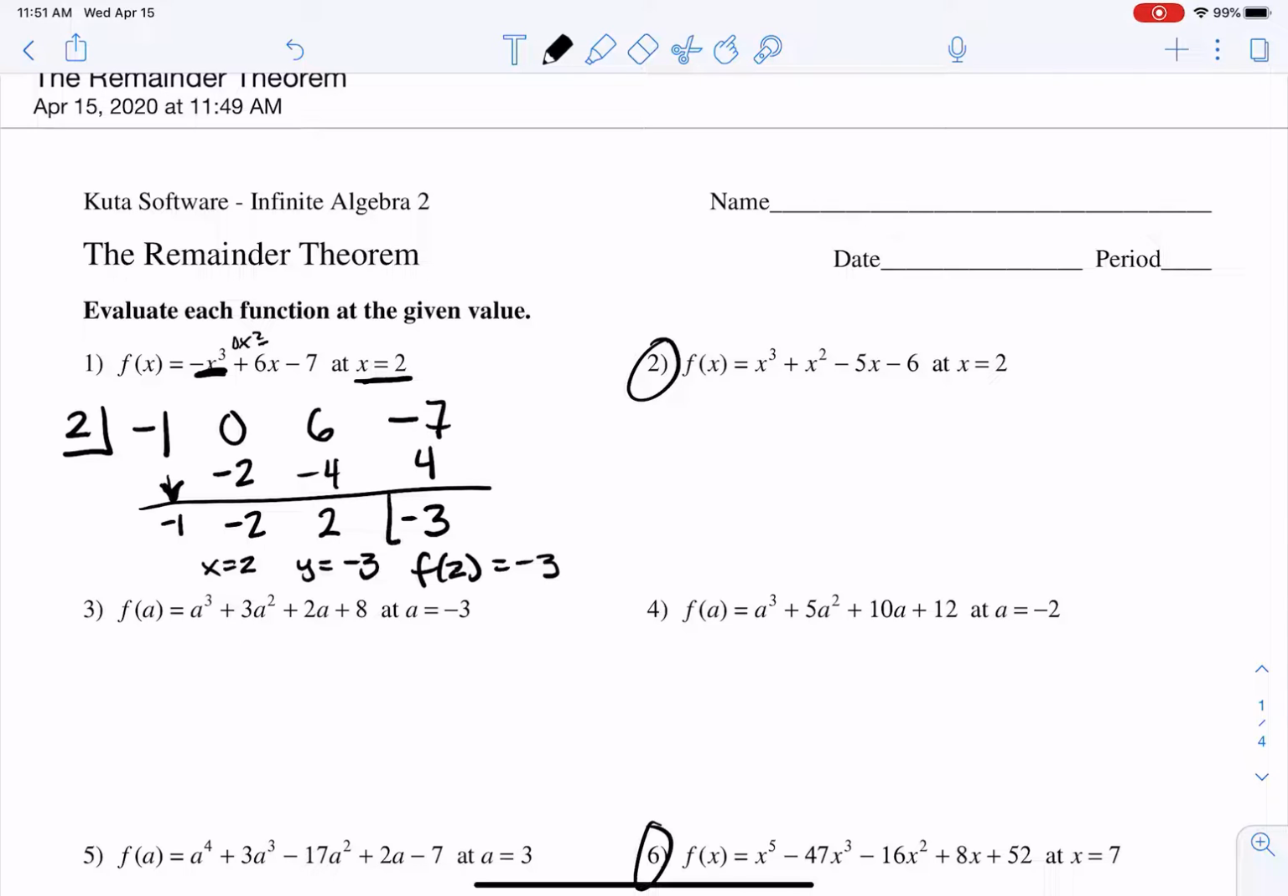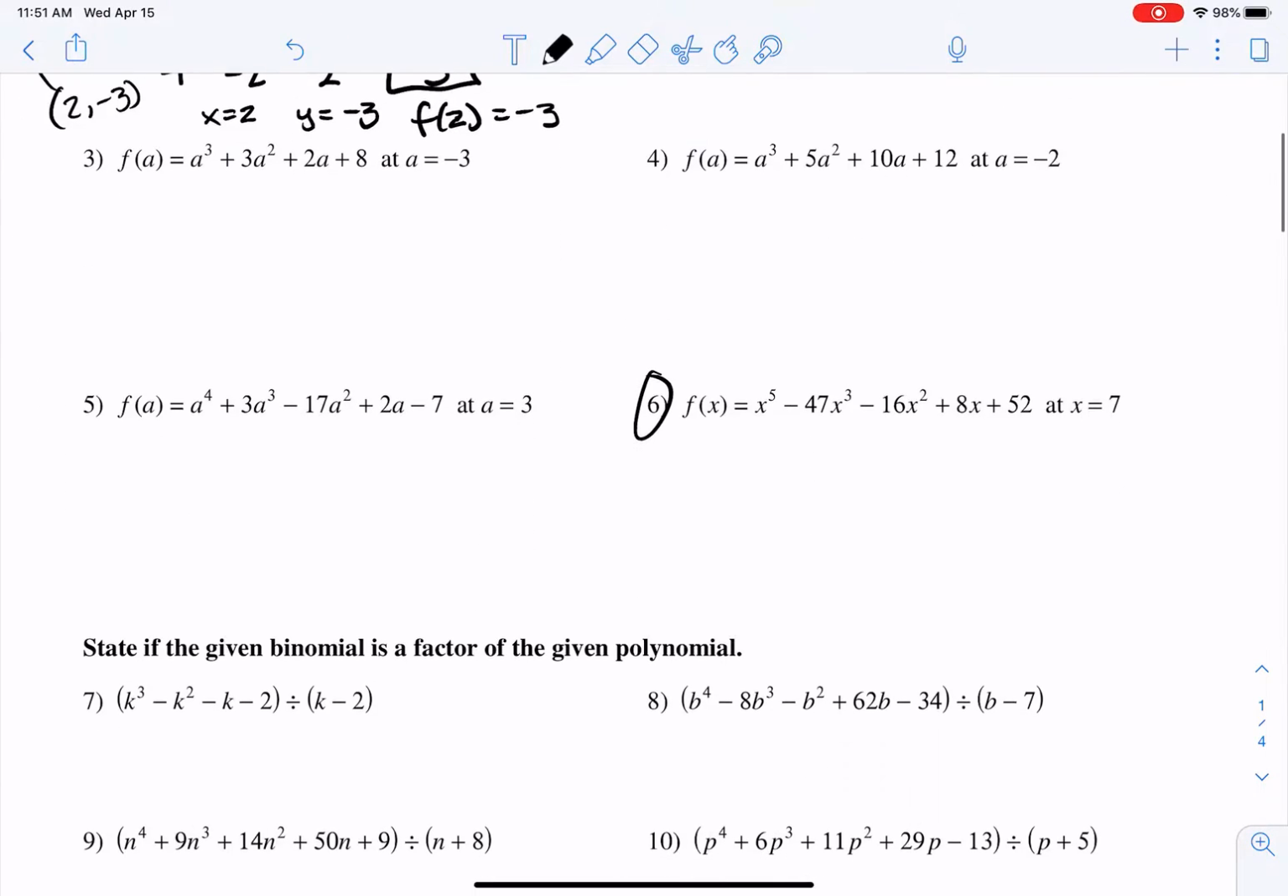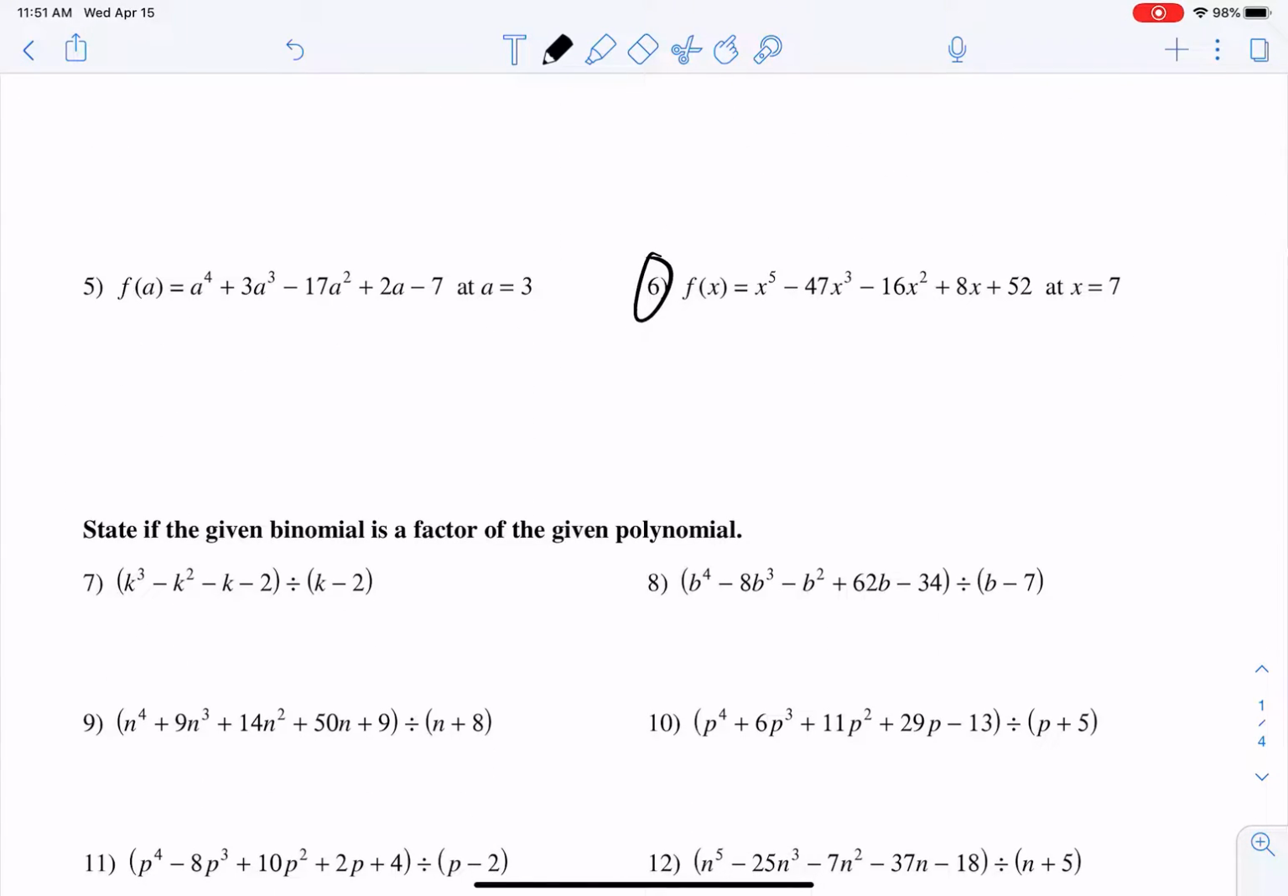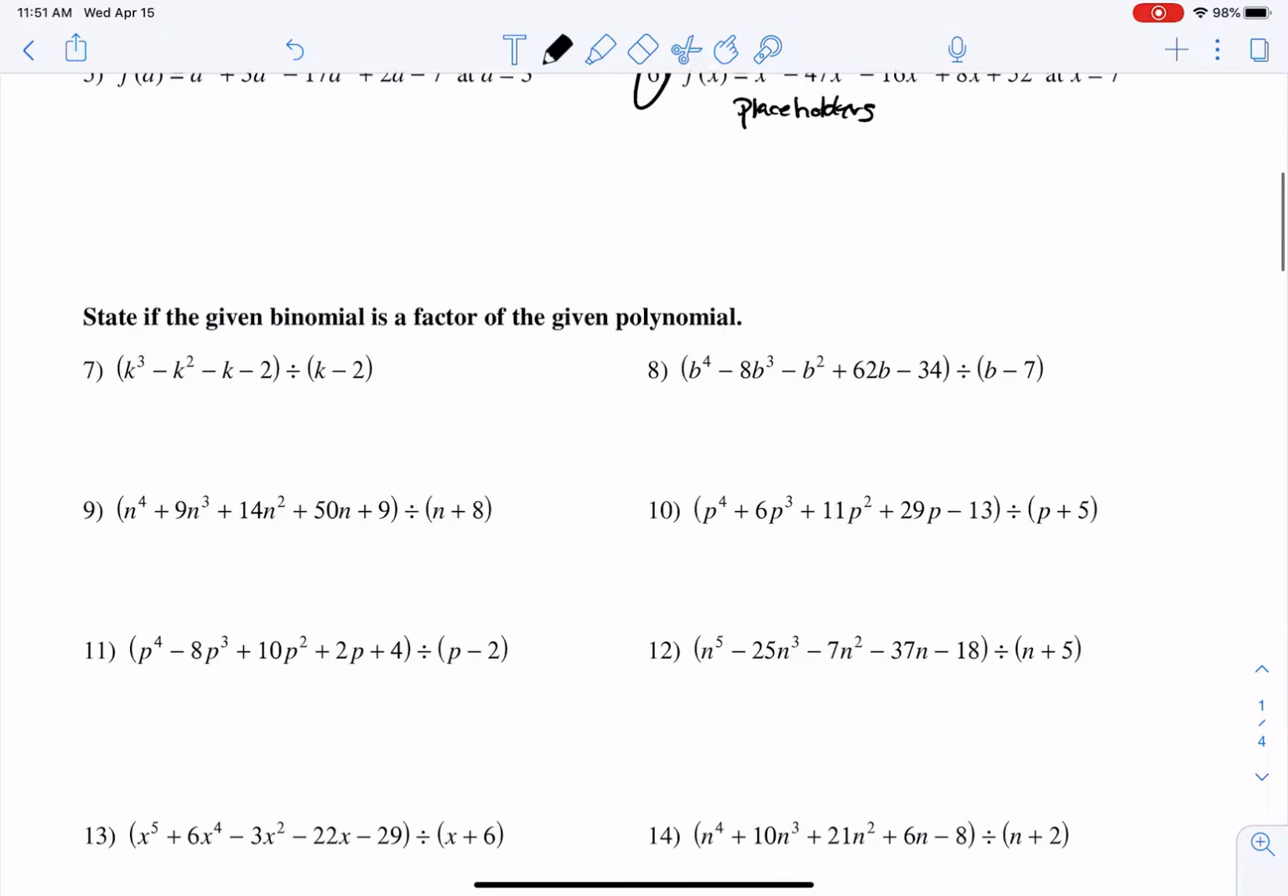So your answer is -3 because the remainder theorem tells me that when I evaluate it at that point, we're looking for that y value. So that's how you're going to do this first set of examples. Again, that means that the point 2, -3 would lie on this polynomial function somewhere. Okay, in 6, look out for placeholders. Just like we did in that last example, it's longer, but remember the process is identical.